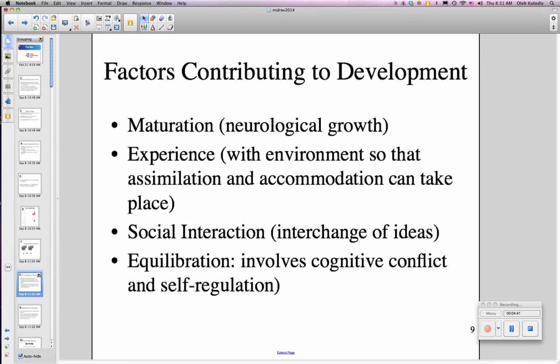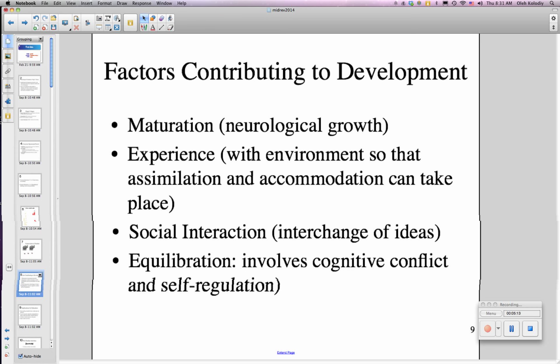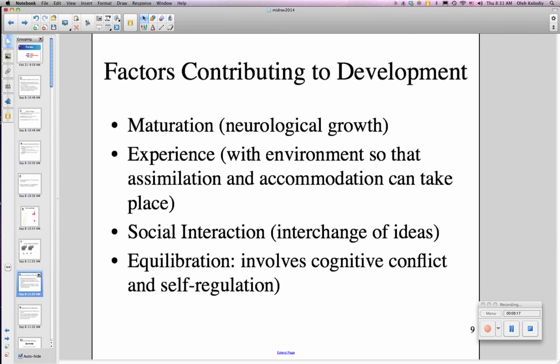And in particular, in this theory, for this to happen, social interaction is very important. The children interact with one another, interchanging ideas. Also, another factor contributing to mental development is equilibration, which we will talk about later in the semester, but involves cognitive conflict. That is when children are placed in the position where they have to predict something, and that prediction or explanation does not seem to be true. They show a contradiction, and so the mind goes into a state of mental disequilibrium.